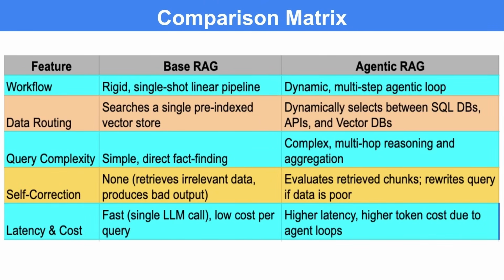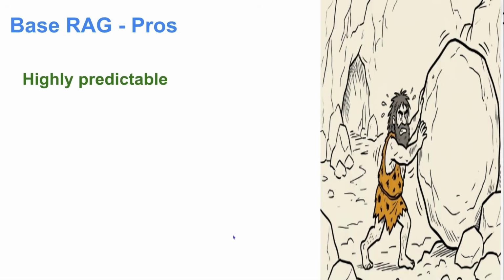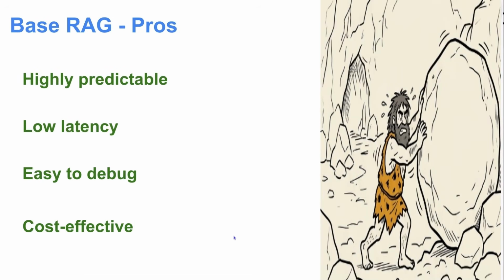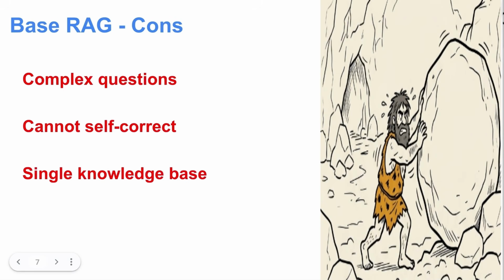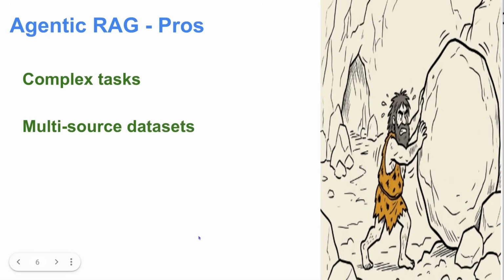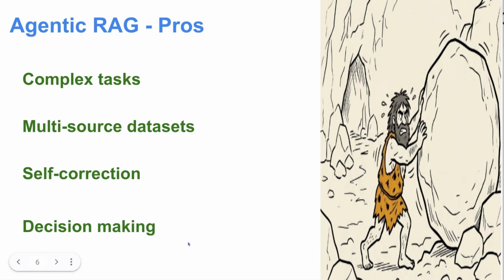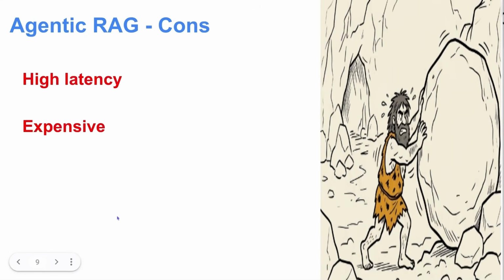Here's a side-by-side feature comparison showing how base RAG stacks up against Agentic RAG. Base RAG. Pros. Highly predictable, low latency, easy to debug, cost-effective. Base RAG. Cons. Struggles with complex questions, cannot self-correct bad retrievals, limited to a single knowledge base. Agentic RAG. Pros. High accuracy on complex tasks, handles multi-source datasets, self-corrects retrieval errors, capable of active decision-making. Agentic RAG. Cons. High latency, expensive token consumption, potential for infinite tool calling loops if unstructured.